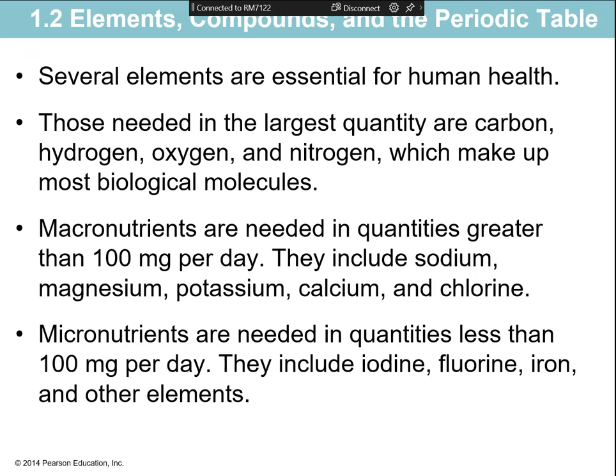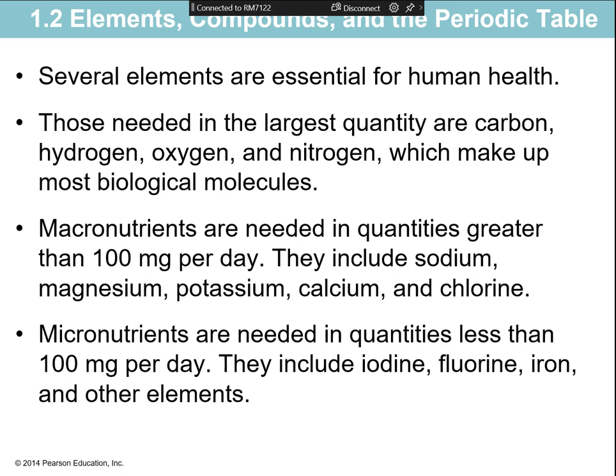So out of 118 elements, how many do you think are found in the human body? Looking at all of those, just estimate: half, a quarter, all of them? A quarter? They're pretty close, yeah. There's really only about 23 elements found in the human body out of 118.